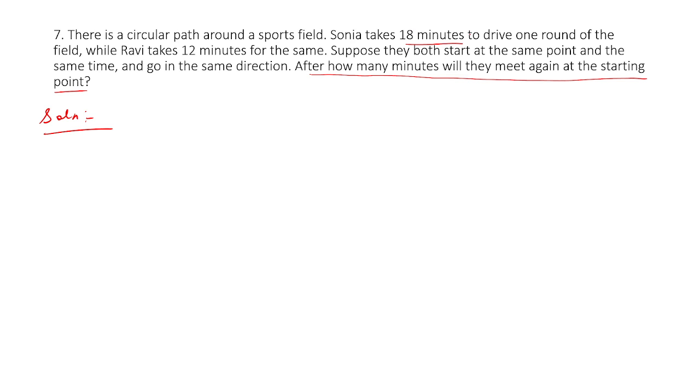Sonia takes 18 minutes to drive one round, while Ravi takes 12 minutes for the same. So here they have a difference of 6 minutes. Suppose that they both start at the same point and at the same time, and go in the same direction. They're not going to be driving at the same speed, but they start at the same point and at the same time. Then after how many minutes will they meet again at the starting point?